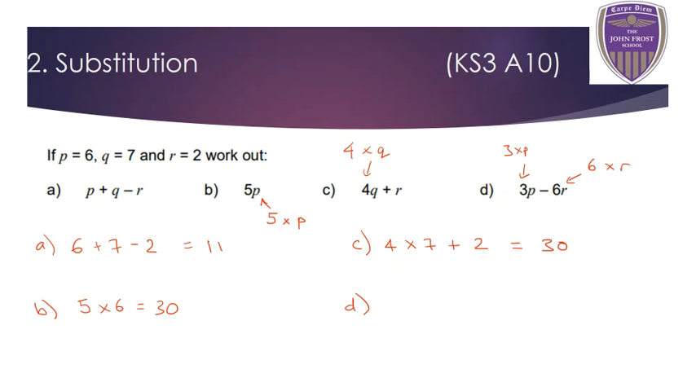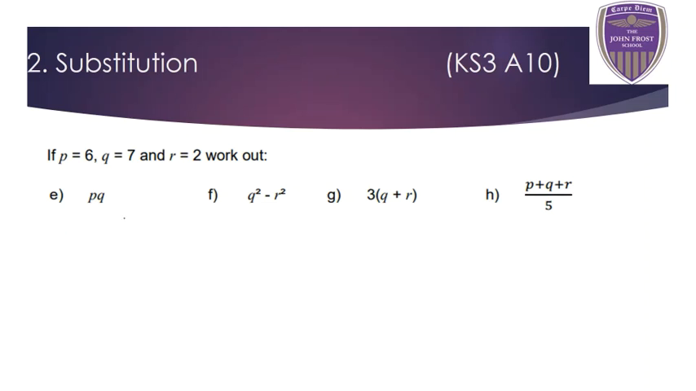So the best way to do this one would be to work out each individual one. So work out what 3 times P is, work out what 6 times R is, and then subtract them from each other. Okay, so if P is 6, then this becomes 3 times 6. And then if R is 2, then that's 6 times 2. Okay, so 3 6s are 18. 6 times 2 is 12. So 18, take away 12 is 6. Okay.